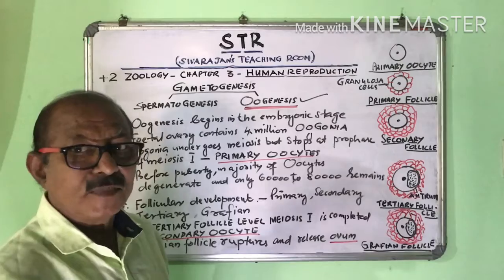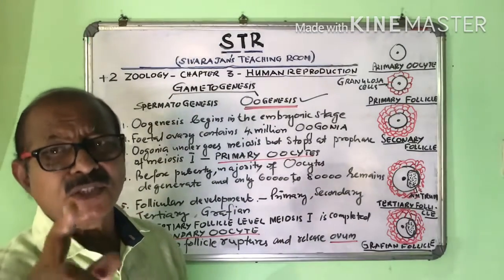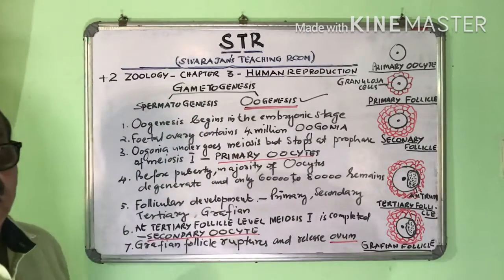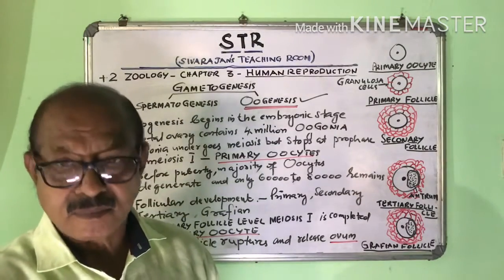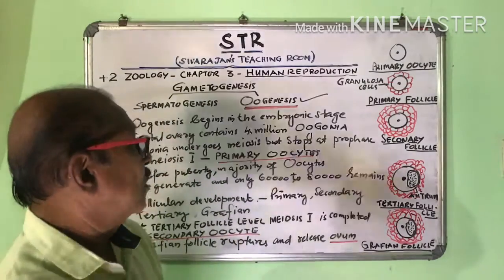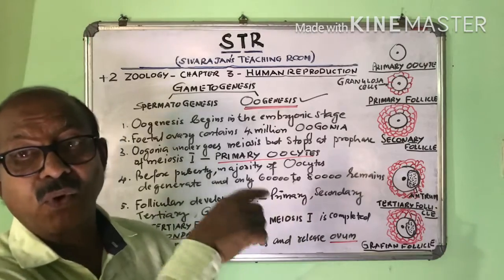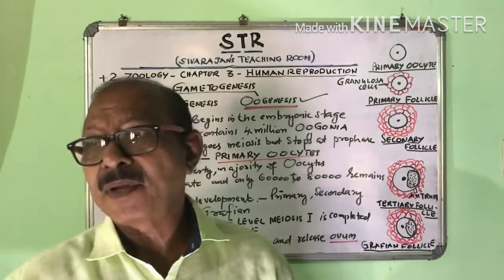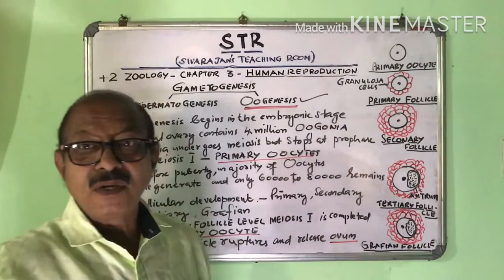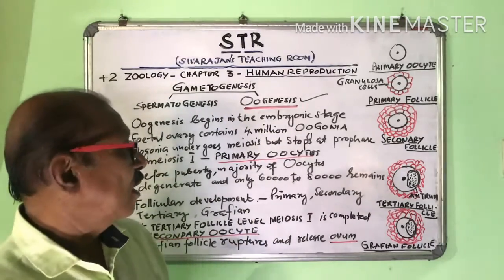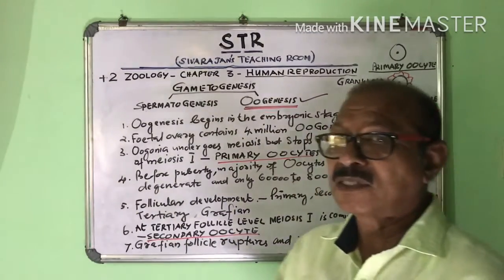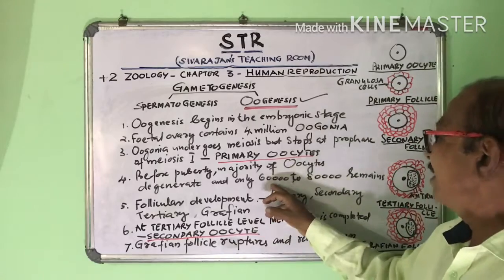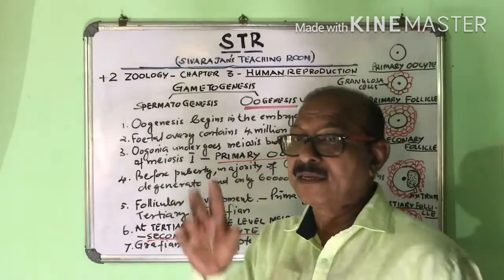The primary oocytes, what is the specialty? These cells, the oogonia, have undergone meiosis 1, but meiosis 1 stops at prophase, and these are called the primary oocytes. When the girl baby is born, its ovary contains 4 million primary oocytes. But now these primary oocytes begin to degenerate. They begin to be destroyed one by one. And by the time the girl attains puberty, by the time the girl becomes 10, 11 or 12 years old, the majority of the primary oocytes are destroyed and only 60,000 to 80,000 primary oocytes remain in her.